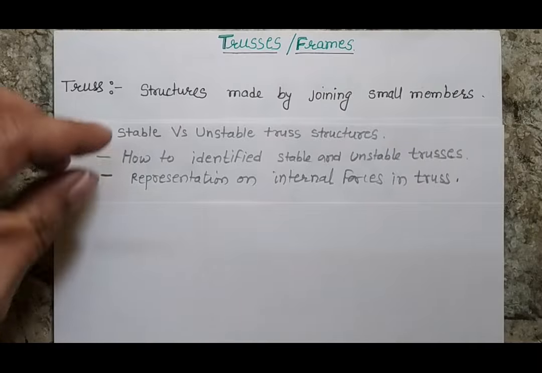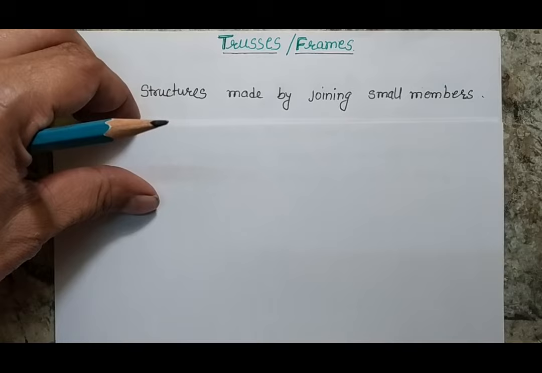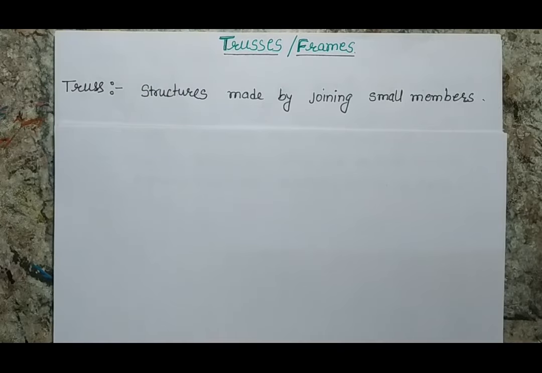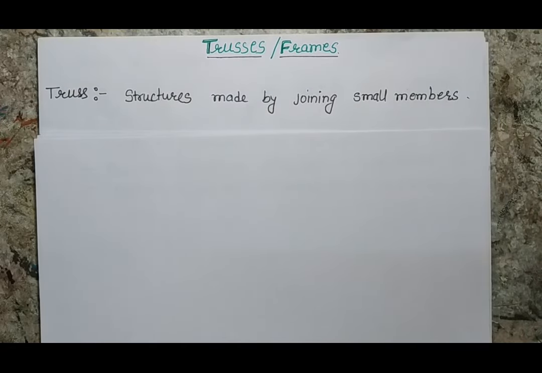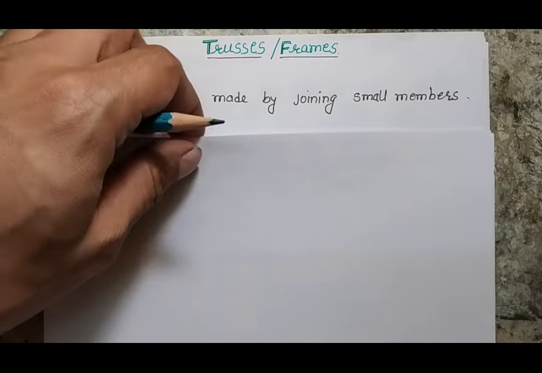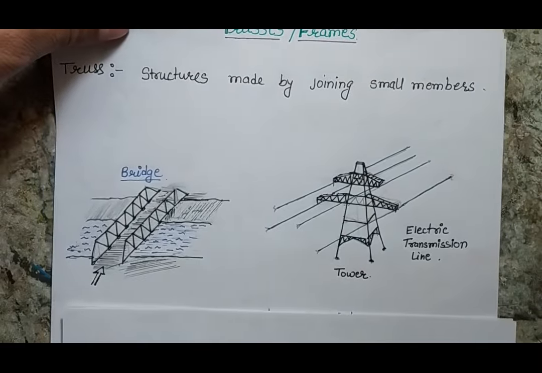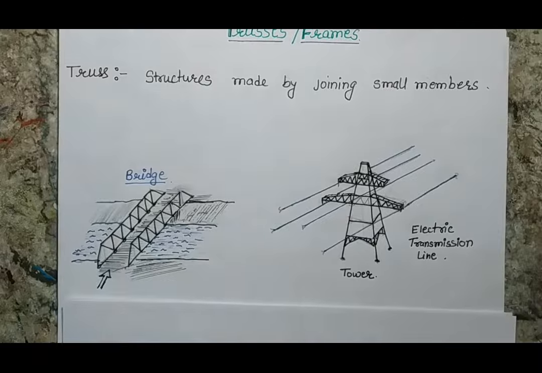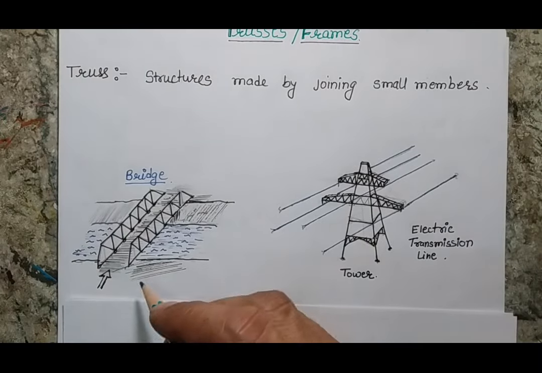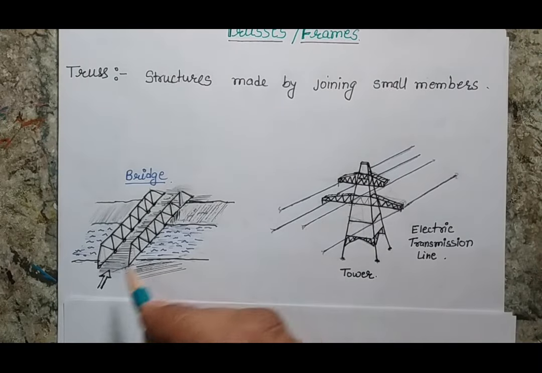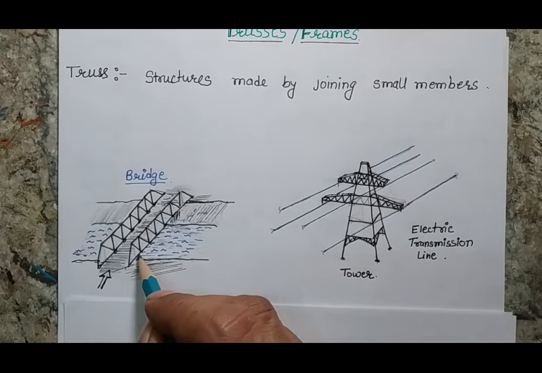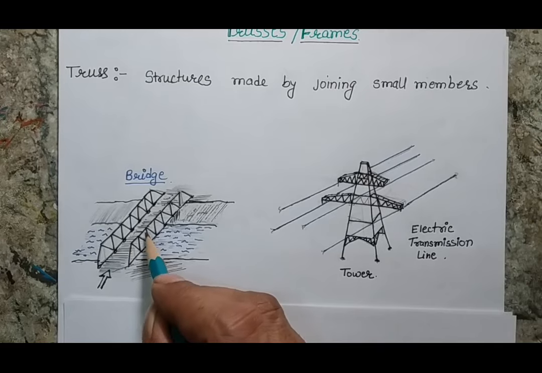So I will start with the definition of a truss, that is, what a truss is. A truss is a structure which is made by joining small members. We can see trusses when we go outside. Particularly I am showing two pictures here, and you can see that when we go outside we see such zigzag type of structure which is made by the combination of small members.